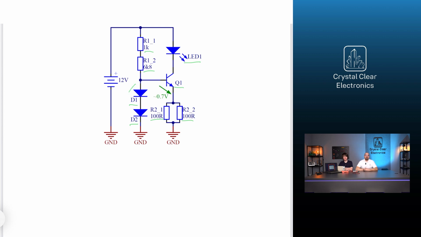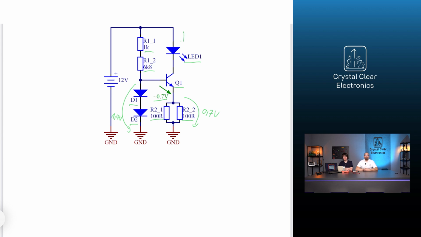The two diodes are used to provide a near constant voltage of 1.4 volts between the transistor's base and ground. Since the base emitter voltage drop is about 0.7 volts, the remaining 0.7 volts will drop on the resistor R2.